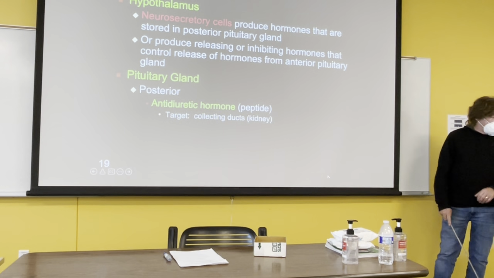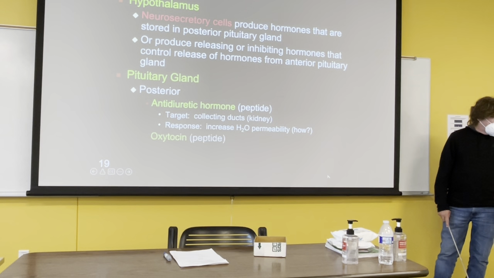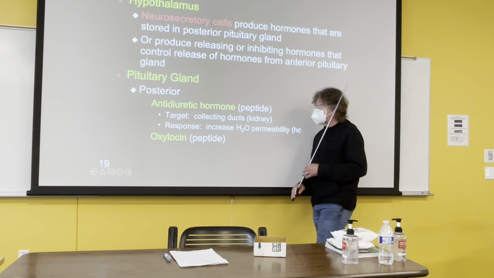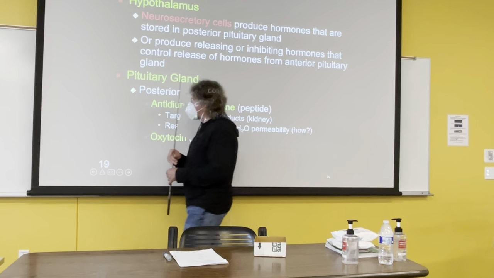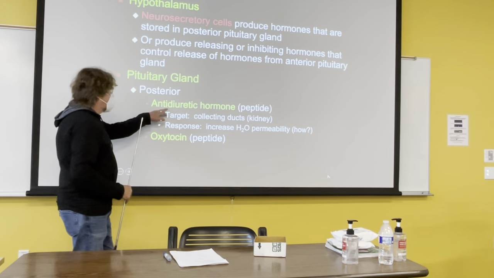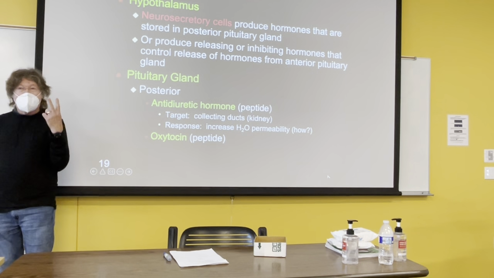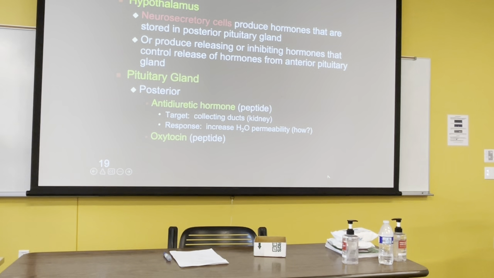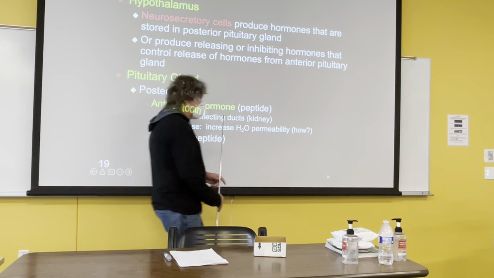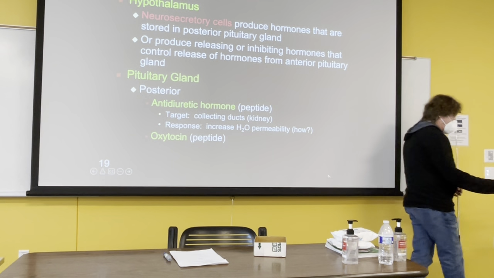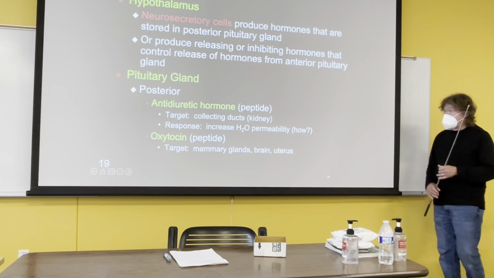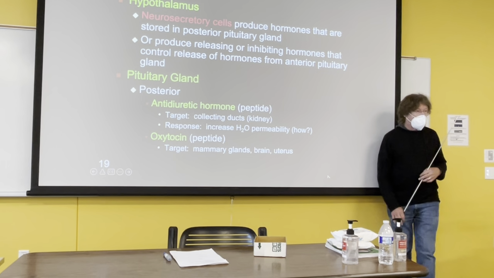All right, another one. So I already said that. A second, it's also a peptide. This is called oxytocin. Oxytocin differs from antidiuretic hormone by just 2 amino acids. But just that little difference makes a big difference because it has totally different targets, totally different responses. So one of the targets is mammary glands in mammals, certain parts of the brain, and also the uterus during childbirth, okay?